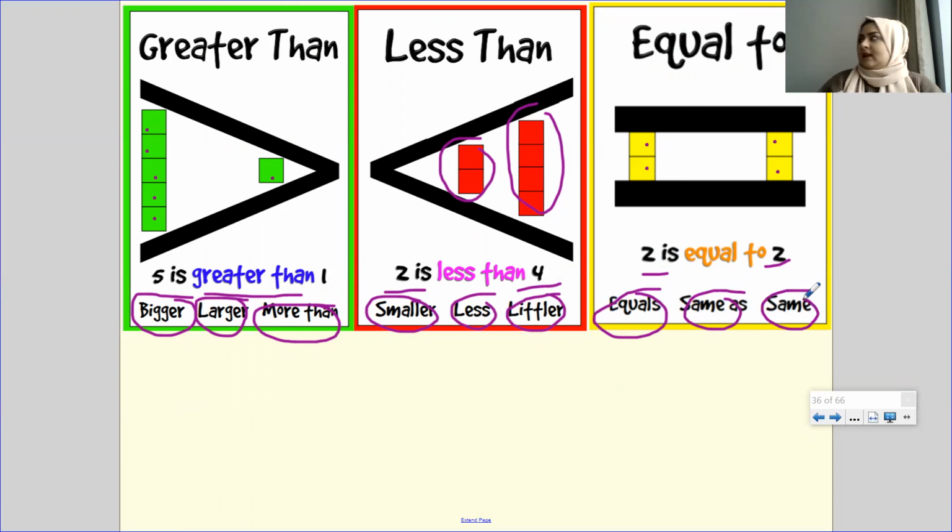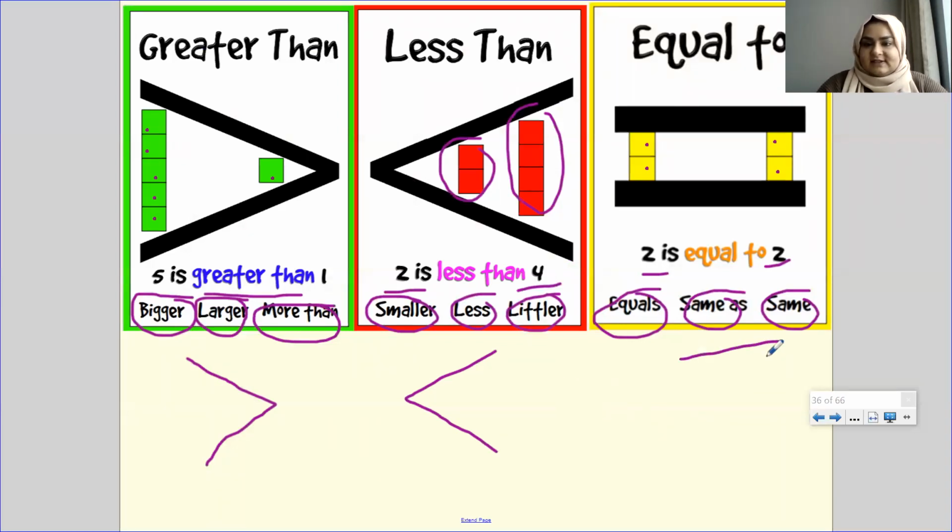Okay, so these are really important for you to understand. If your symbol is this way, it means greater than, so more than. If your symbol is this way, it means less than. And if this is your symbol, it means equals to, so the same as.